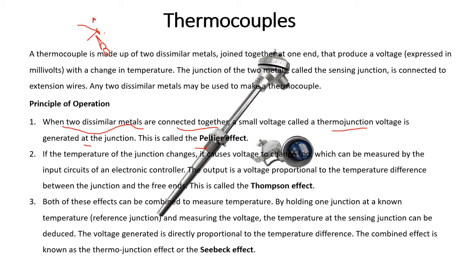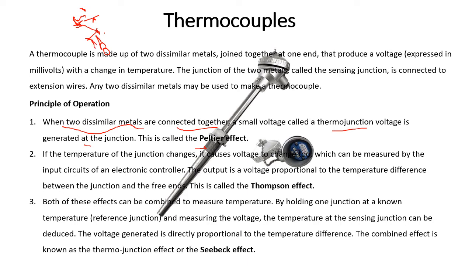Now if we mix both the effects, what it says is both of these effects can be combined to measure temperature by holding one junction at a known temperature, which is known as the reference junction, and measuring the voltage. The temperature at the sensing junction can be deduced. So one end of this junction is known as the reference junction, which is kept at a constant temperature. It can be the atmospheric temperature, or it can be 0 degrees centigrade, and the other side will be the sensing junction, where the temperature may increase or decrease.